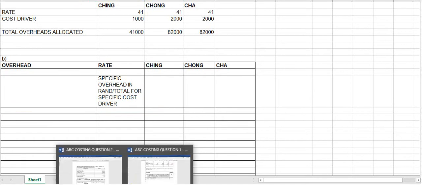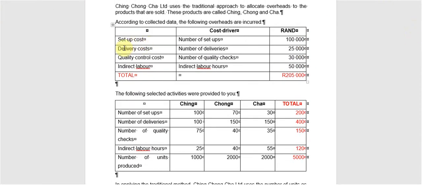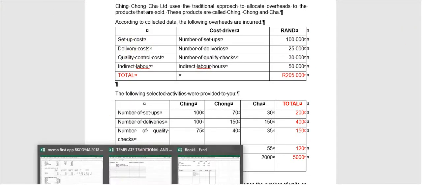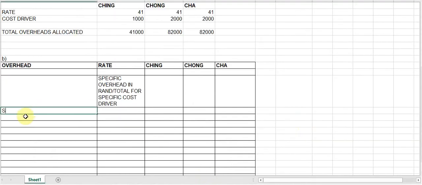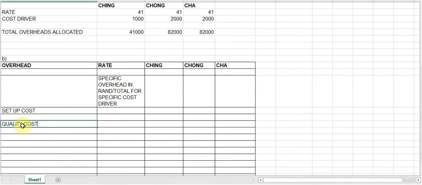If I go back to the question, what overheads do I have? I have setup cost, delivery cost, quality cost. So let's go and fill it out. It is setup cost, and the quality cost. The second one was delivery cost and indirect labor. All right, so I first list all of my overheads.